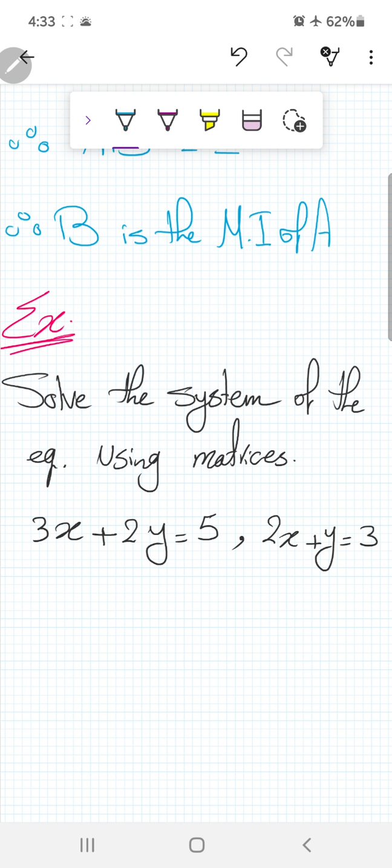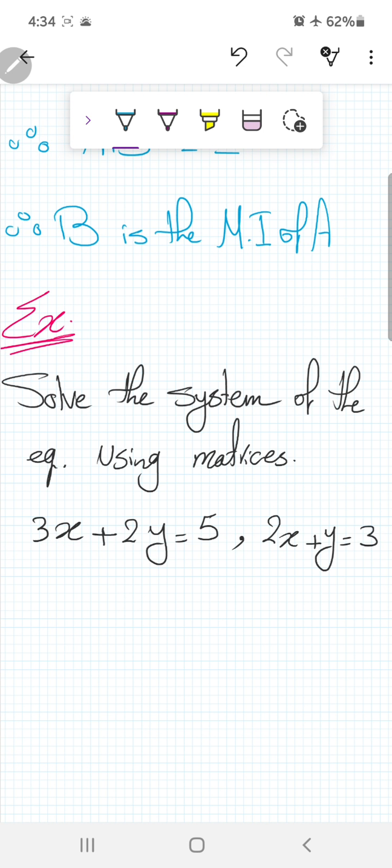The last example. Solve the system of the two equations using matrices. We studied in the previous lesson how to solve two equations by using Cramer's rule. First, get delta. Second, get delta x. Get delta y. And write x equals delta x over delta, y equals delta y over delta.